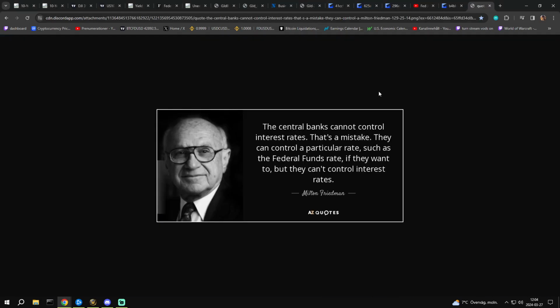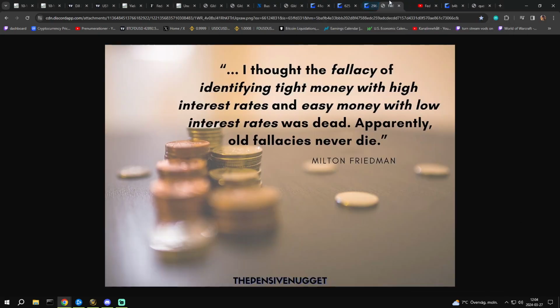The central banks cannot control interest rates. That's a mistake. They can control a particular rate, such as the federal funds rate, if they want to, but they cannot control interest rates. They can only control the federal funds rate, which is the overnight lending rate. I thought the fallacy of identifying tight money with high interest rates and easy money with low interest rates was dead. Apparently, all fallacies never die.